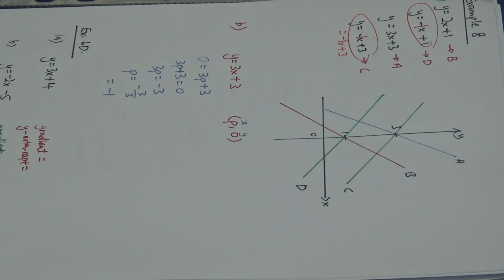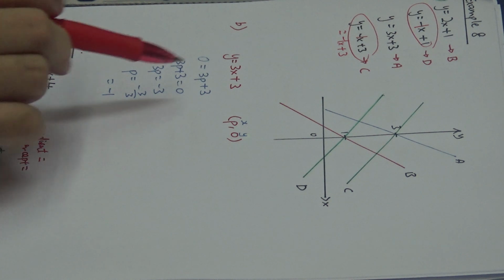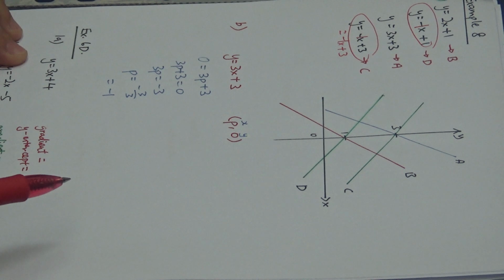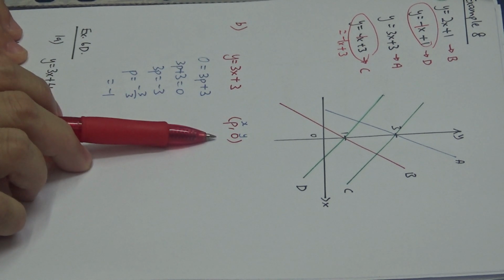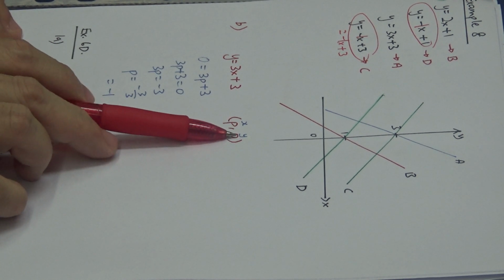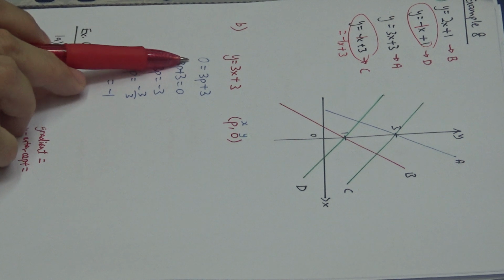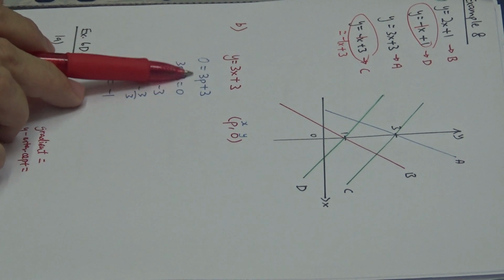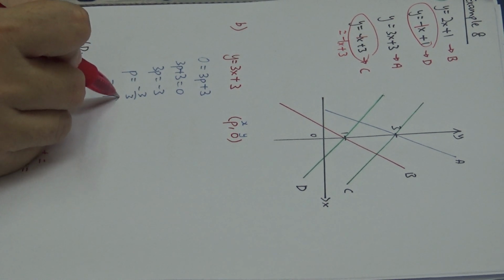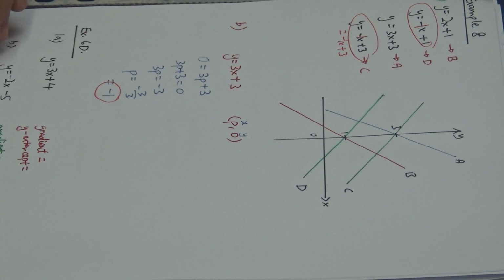Let's look at example 8 part B. The line y equals 3x plus 3 passes through the point (P, 0). Find the value of P. Now I want you to take note that P represents x and 0 represents y. We substitute in y is 0, x is P. We solve the equation, and we will get P as negative 1. So that is how we do example 8. Feel free to replay the video if you need to look at it again.